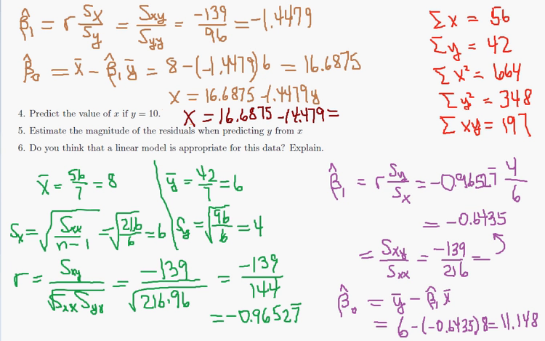And so that works out to be 2.2083 repeating. And so that would be the predicted value of x if y is known. The next question asks us to estimate the size of the residuals when predicting y from x.